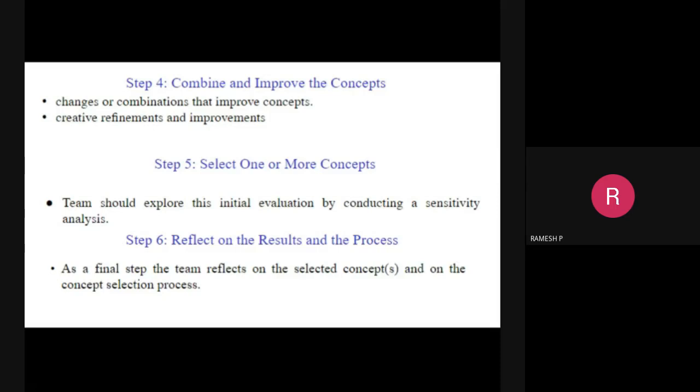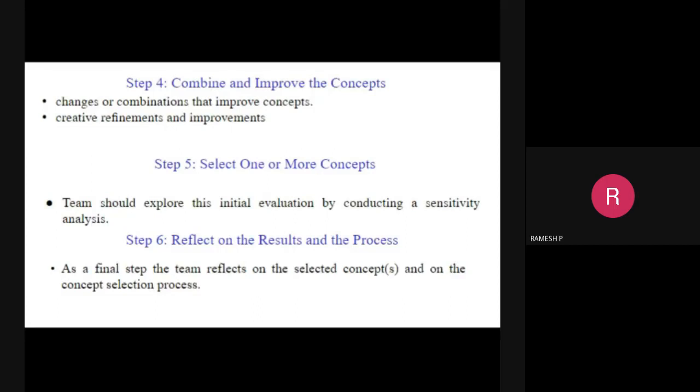In some cases, they may select a very low scoring concept about which there is little uncertainty instead of a high scoring concept. There may be a misunderstanding in scoring the concepts, and an unworkable solution may be mentioned as the most promising one. So they do this sensitivity analysis, looking for uncertainties and any loopholes in every nook and corner of the product concepts, such that one or two of the most promising concepts are selected. Based on the selection matrix, the team may decide to select the most promising concept in this step 5. And finally, step 6, reflect on the results and the process.